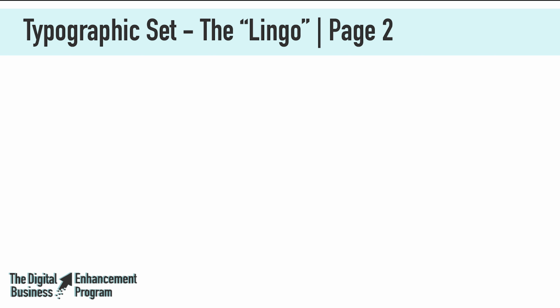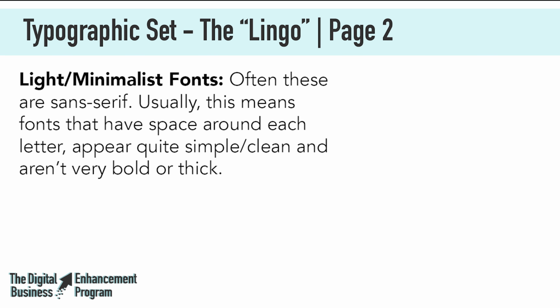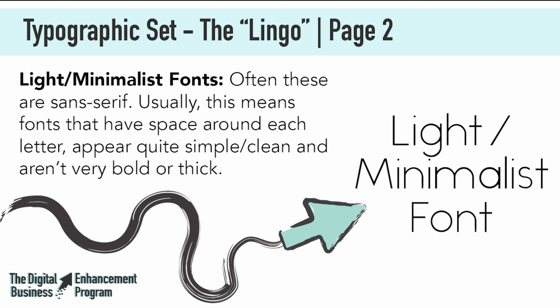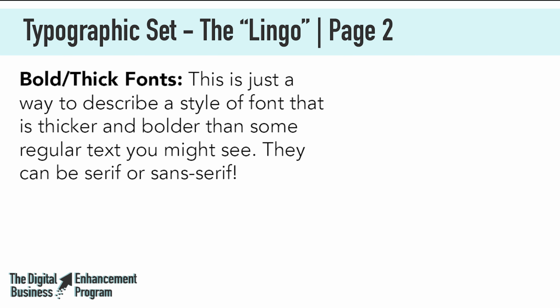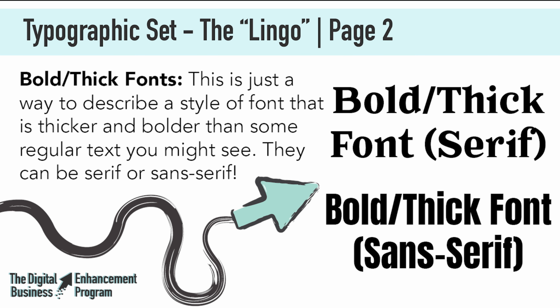So if you want to describe a specific aesthetic, one way to do this would be light minimalist fonts. So these are fonts that are generally sans serif. They are thinner, they're not very heavy, they have simple, clean lines and space around them. Next, we have bold or thick fonts. So this is just a way to describe the type of style of font. It can be serif, sans serif. It doesn't really matter. It's just describing how bold and how much width each of the individual letters have.